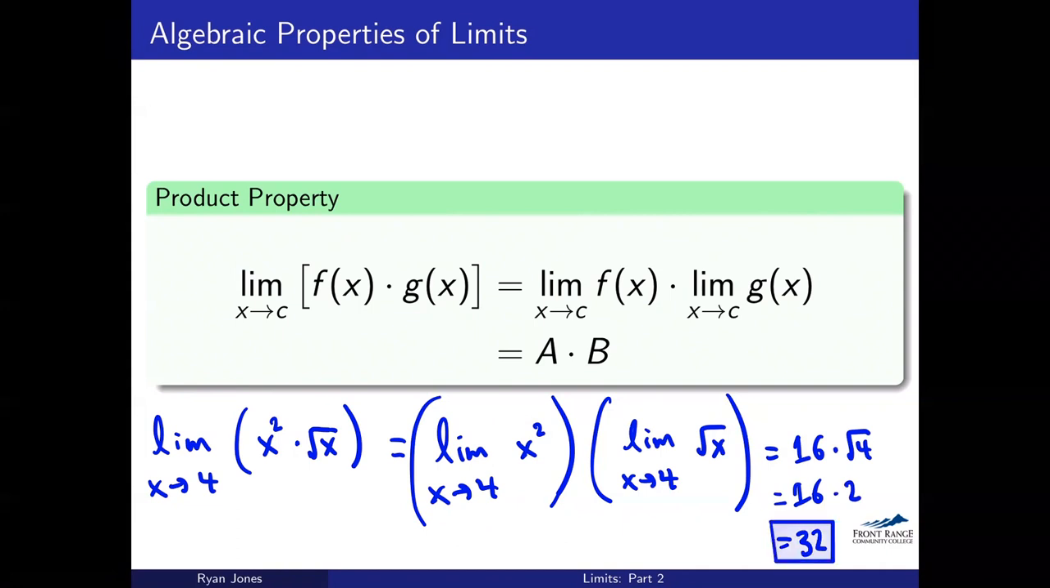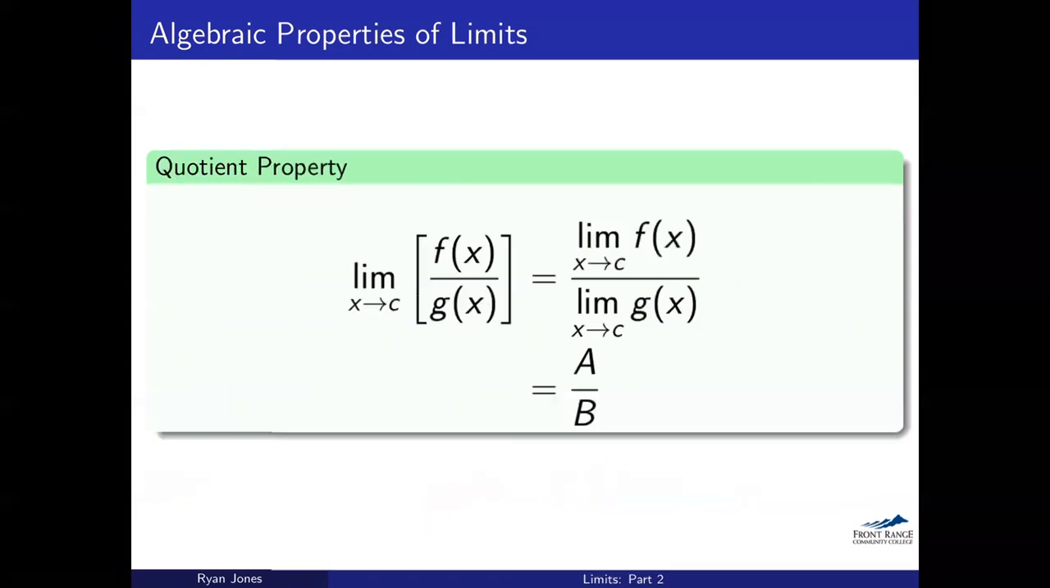And there we go. We got the product property that you can split limits along a multiplication. Very similarly, we have the quotient property, and it says basically the same exact thing as what we just saw, but it says it with division. And so if you have two functions that are being divided by each other, then you can split them up, and that's all right and okay. And again, this would work really well if I gave you something of this form.